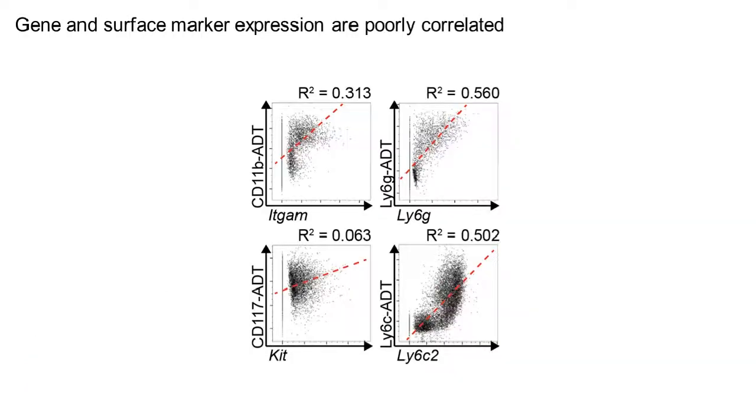Next, we asked if it was useful to perform the CITE-Seq analysis, or if we could simply rely on the gene expression of those genes encoding the surface markers. So we correlated ADT expression to that of the genes encoding the surface markers and found that although they are positively correlated, it's a very weak correlation, highlighting the utility of CITE-Seq.